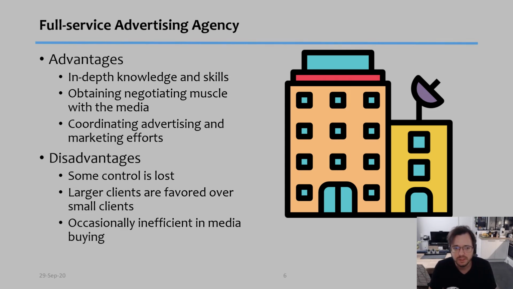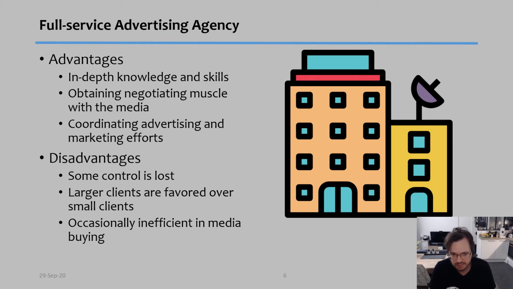Number 2, they have a lot of negotiating muscle with media, which means they can negotiate better prices with media for advertisement. So this means that typically a company that goes through an agency sometimes can have cheaper prices than going directly to different media outlets. Number 3 is that they can coordinate your advertising and marketing efforts very well, which means that they would make advertisement that goes in line with the marketing strategy that your company has.